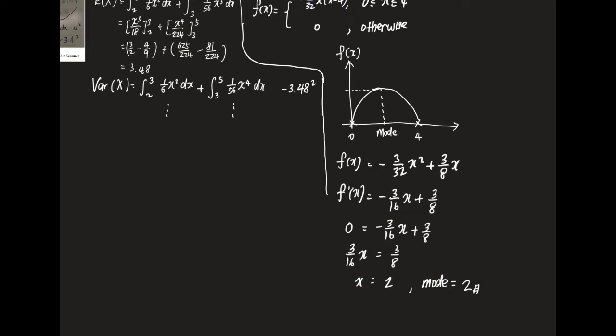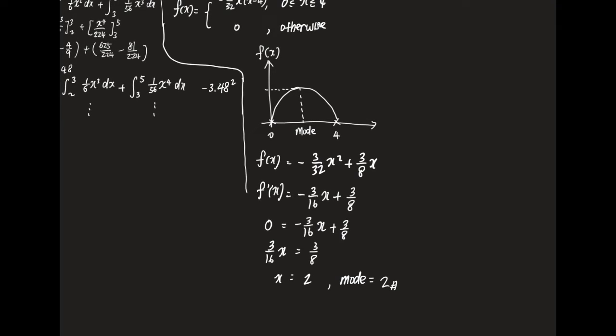In general, remember the steps. What we need to do is sketch out the graph to see whether there is a maximum point or not. If there is a maximum point, we do differentiation, and then we let the derivative equal to 0, and then we find x. So the x is the mode. In general, we do it in these 3 steps.